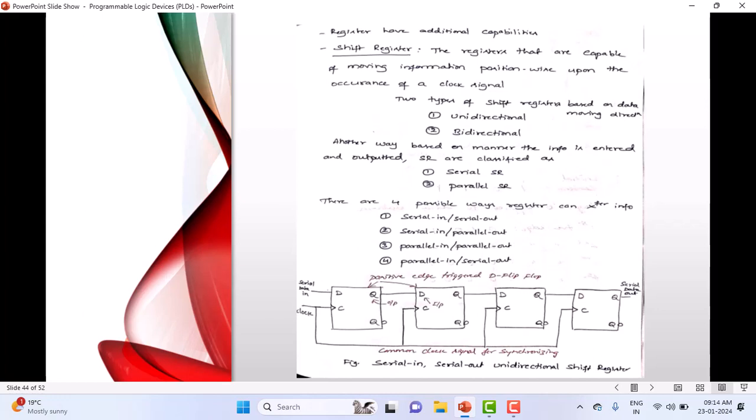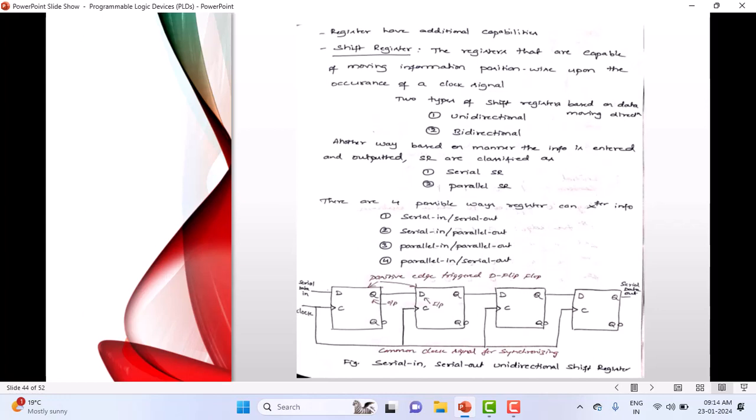Another way of classification is serial shift register and parallel shift register. What do you mean by serial shift register? The word serial means one after another. Understand here? Suppose I have 4-bit data, I want to shift it one after another from the left side to the right side. That I can do using a serial shift register.